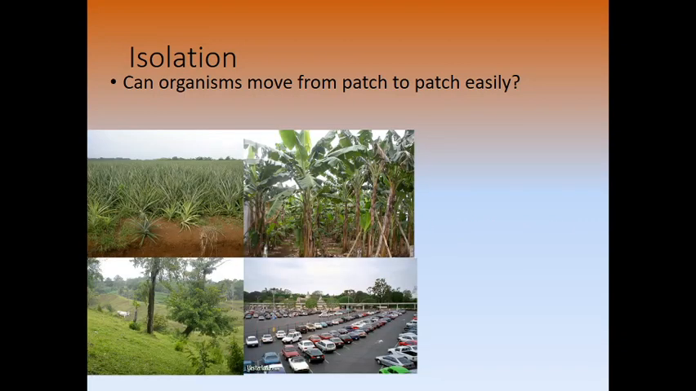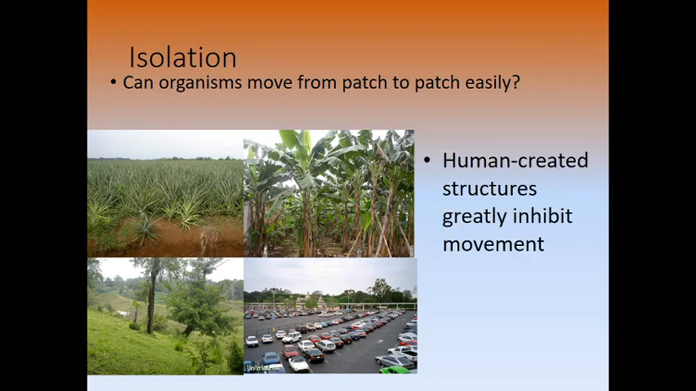What we see is that when organisms are walking between patches, it kind of depends on the type, right? So let's say we're in a tropical rainforest and we have monkeys wanting to get from one patch to another. Now, a monkey is probably not going to cross this pineapple field, right? But a monkey might be able to swing through the trees and walk on the ground a little bit for a banana plantation or a pasture, but it's probably not going to go through a car park either, right? What we generally see is the more human-oriented the use is, the more restrictive that is for movements of all sorts of species.